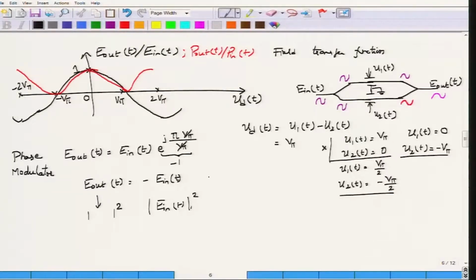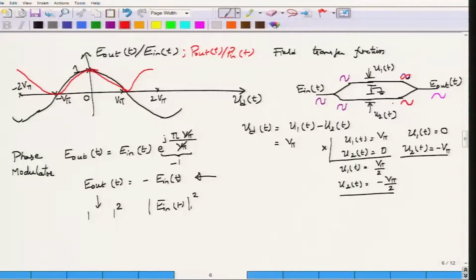So, what we have observed is that when u1 of t is equal to V pi, the output electric field is minus the input electric field, which means that the output of the phase modulator would be an exact opposite of the input. It would be 180 degrees out of phase with the input. Now, you look at the two red waveforms, one at the top and one at the bottom. These two are now 180 degrees out of phase.